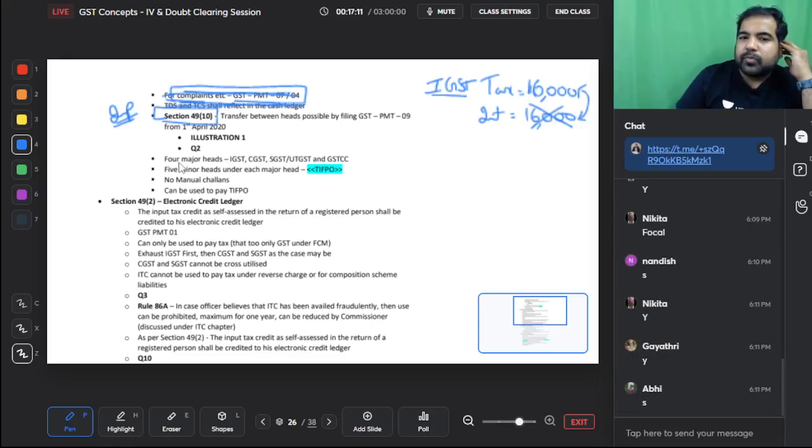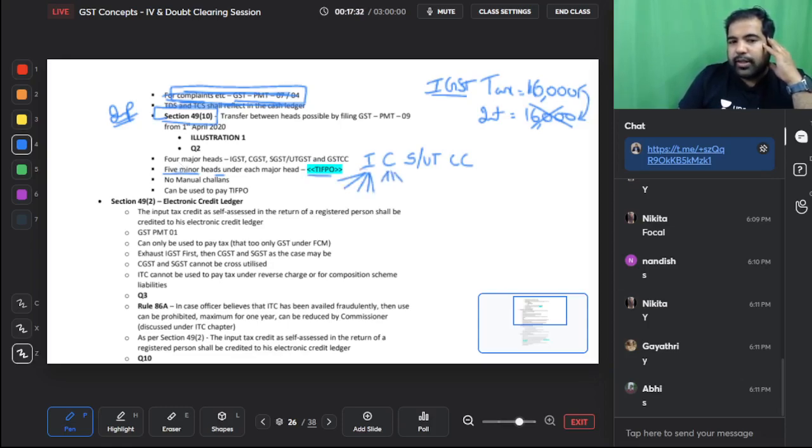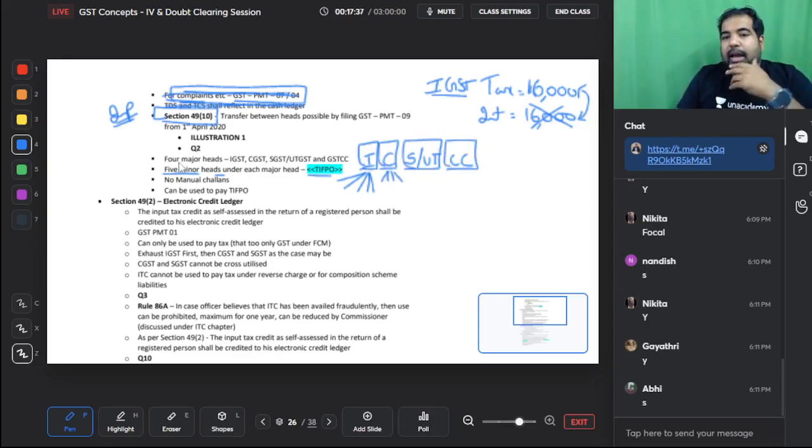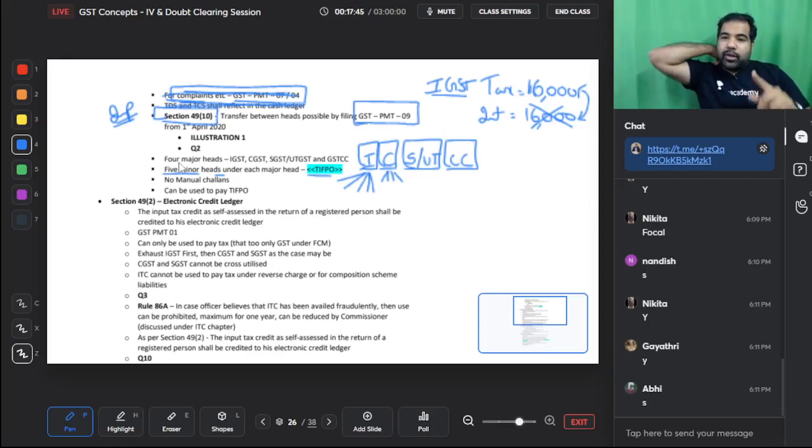Now they say that there are 4 major heads: IGST, CGST, state or union territory, and GST compensation cess. And in these 4 major heads, they have 5 minor heads called TIFPO. In IGST, tax, interest, fees, penalty, others. Same way in this also. So in each major head, there are 5 minor heads, and you can move money around no problem by filing something called GST PMT 09. You can move money around only in the cash ledger.